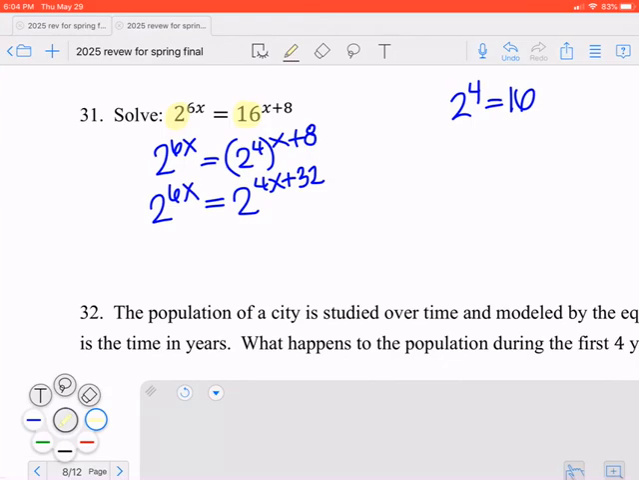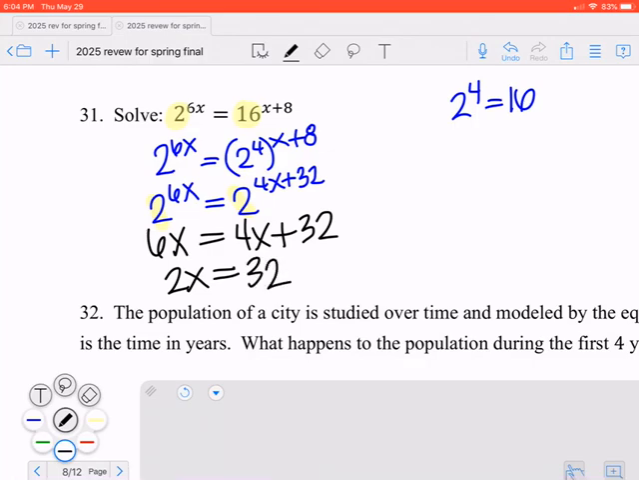And so now that our bases are the same number, we can set the exponents equal to each other. I'm going to minus 4x from both sides. That gives me a 2x on the left. And dividing by 2 gives us x is 16.